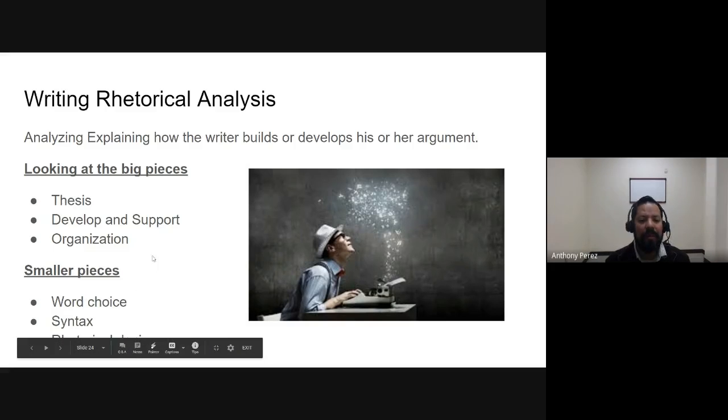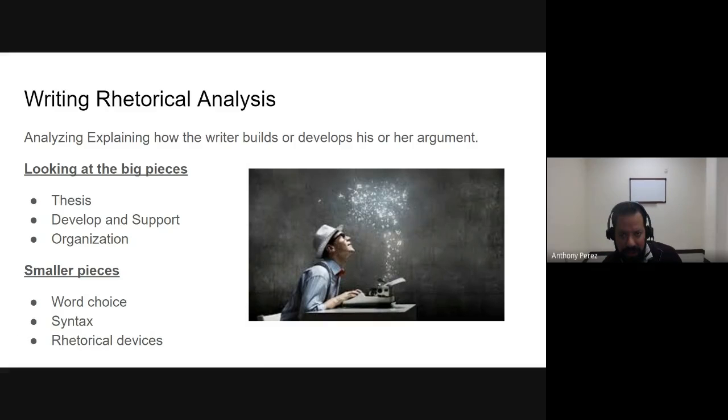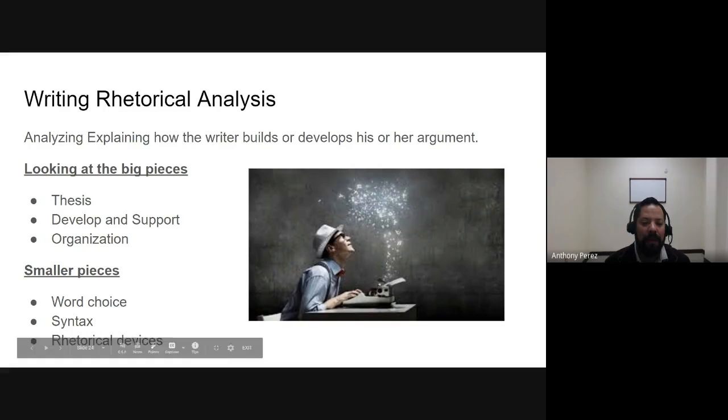And then also the smaller pieces, right? The word choice, the specific words that they choose to build that argument, to create tone, to put a picture or an image in your head of what they're trying to say, and the syntax or the sentence structure. A lot of times we don't think about that, at least at first, but that really matters. Long sentences, short sentences, having a lot of sentences that kind of look the same in a row, and then breaking that pattern. All those things matter.